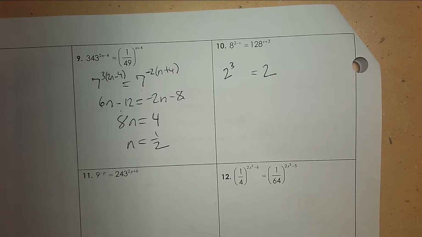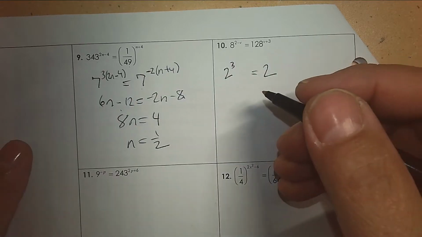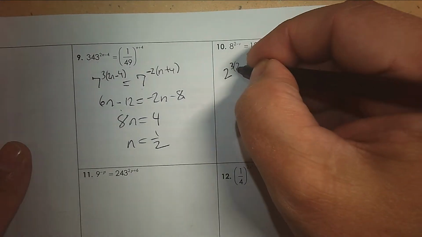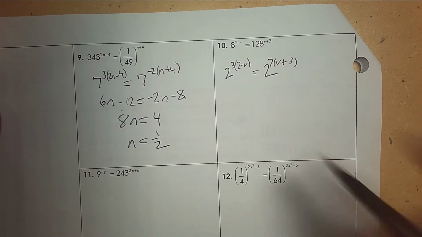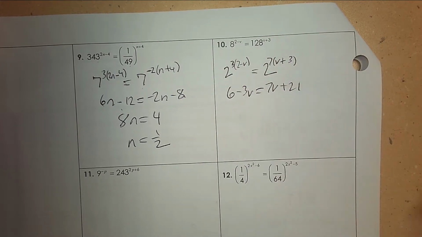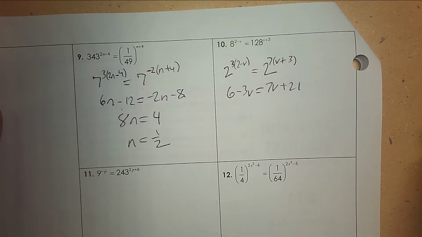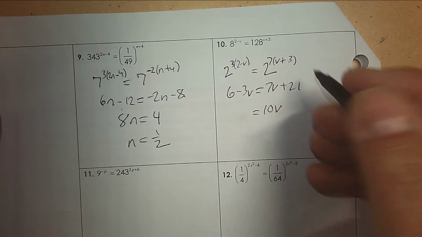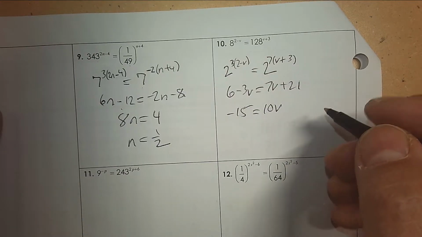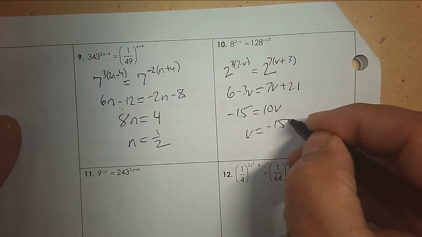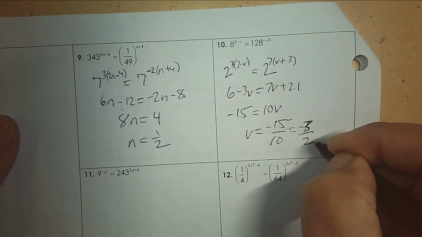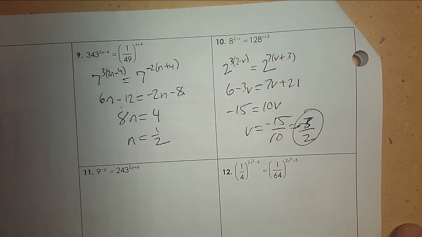How many 2's did I use? 7. So it's 2 to the 7. Remember the old and the new, they multiply. There's a 2 subtract here, v. So make sure they multiply. So I got 6 subtract 3v. I got 7v plus 21. Combine like terms. Add 3. Subtract 21. And then divide. So when I divide, I get negative 15 over 10, which would be the same as negative 3 over 2.